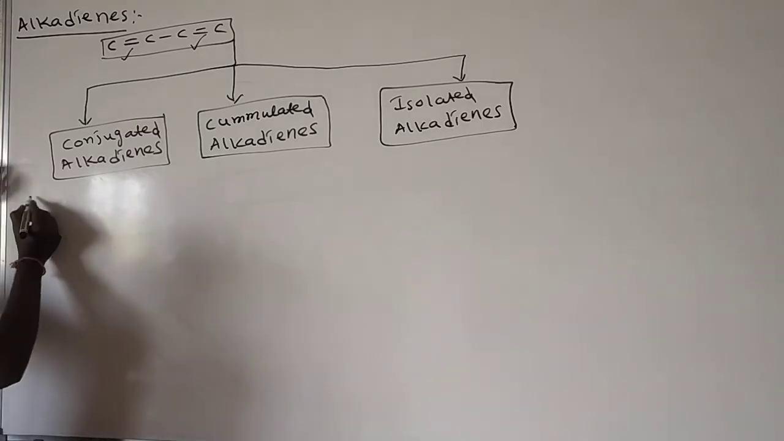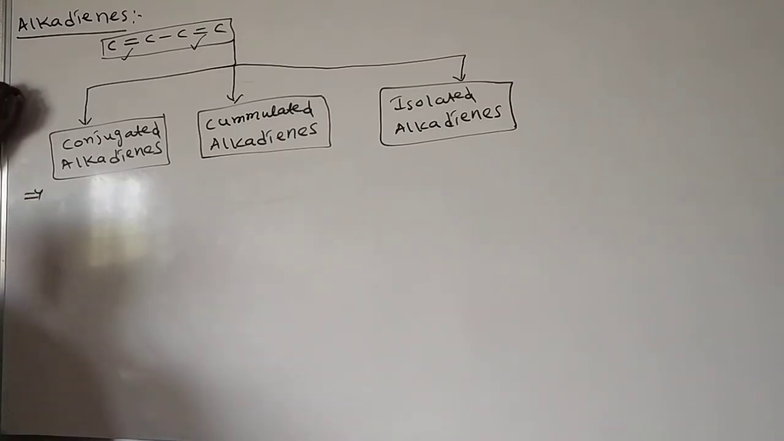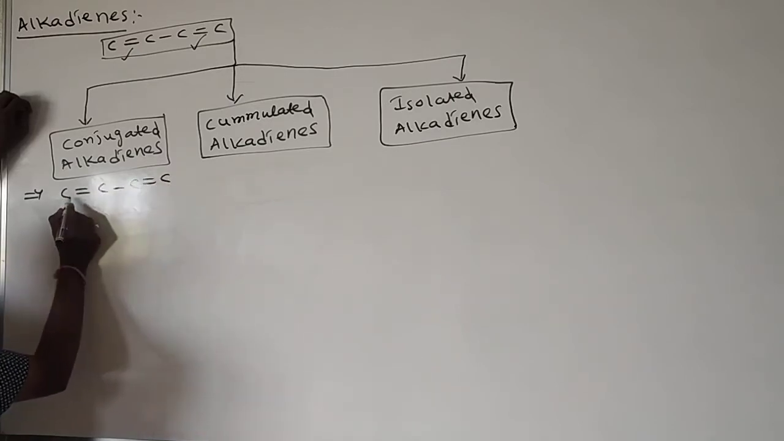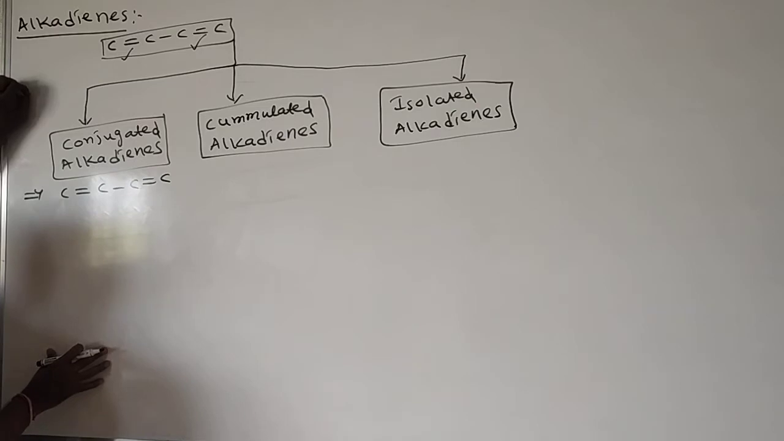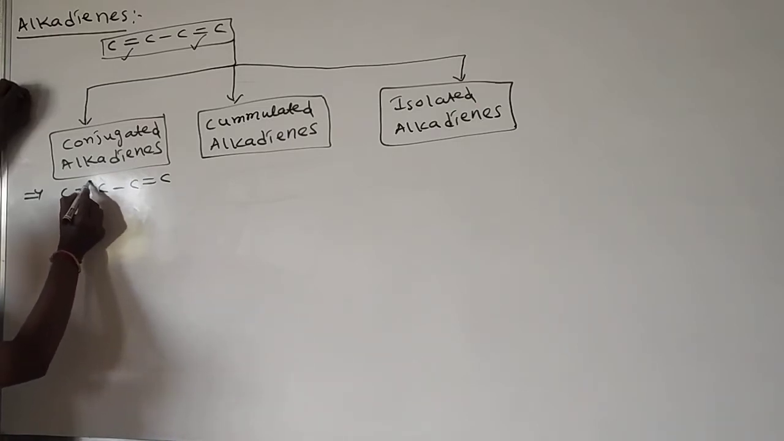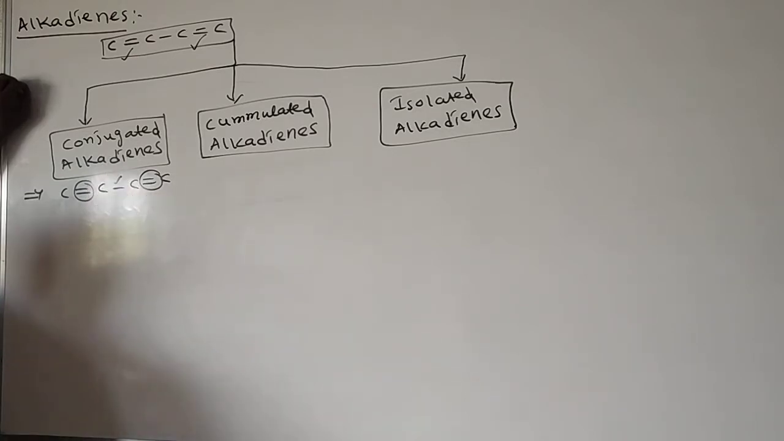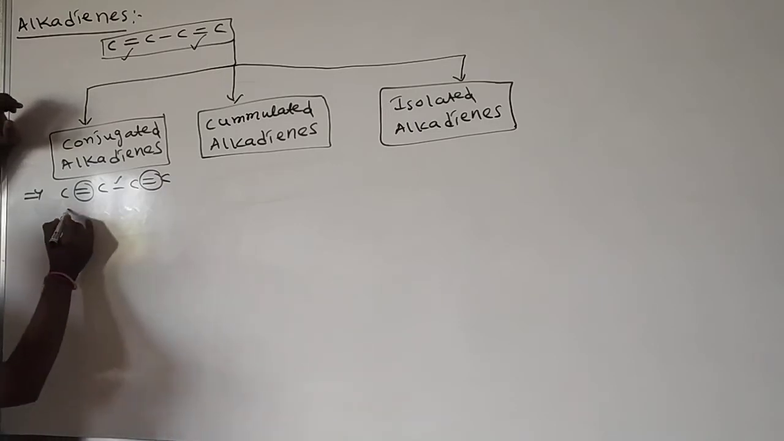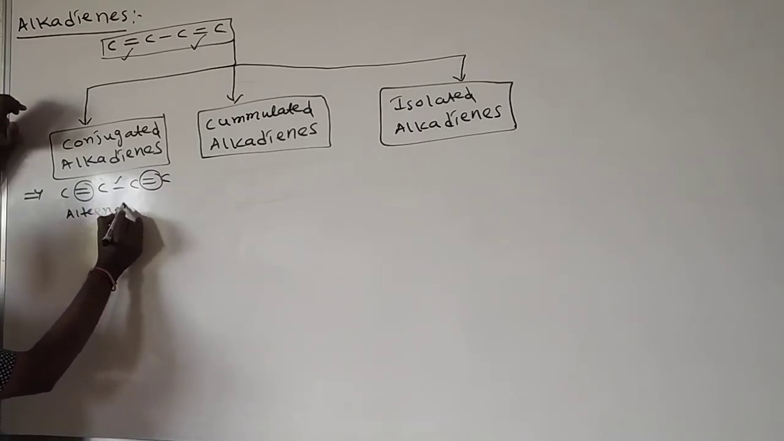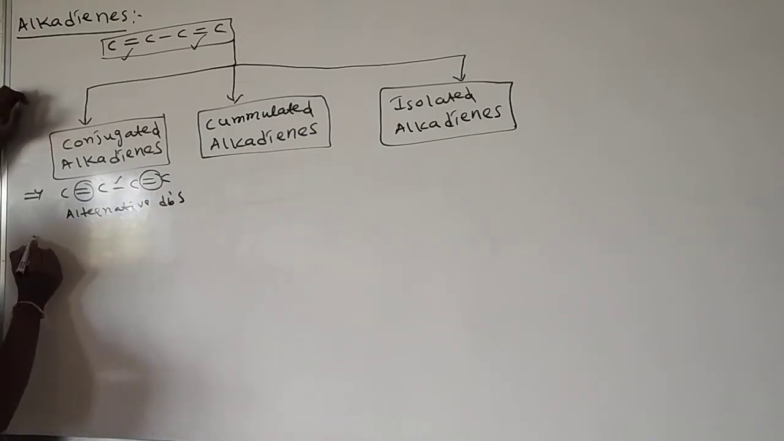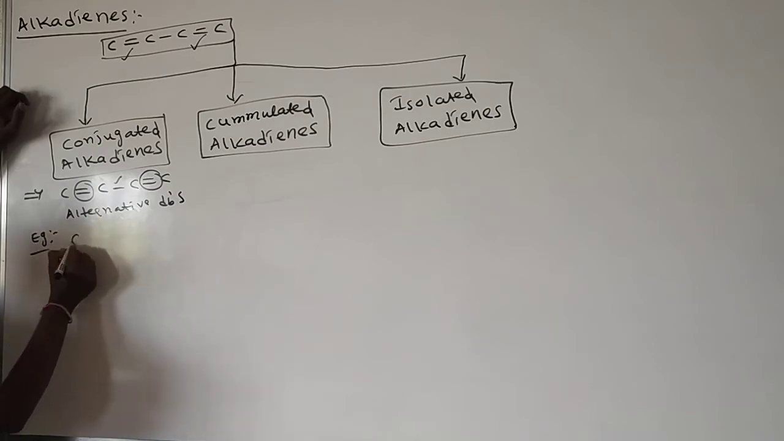See, the definition of conjugated alkadienes. First, I want to explain the system present in conjugated alkadienes. That means two double bonds are separated by one single bond. Such dienes we call conjugated dienes. This is also called alternate double bonds. Here I am taking some examples.